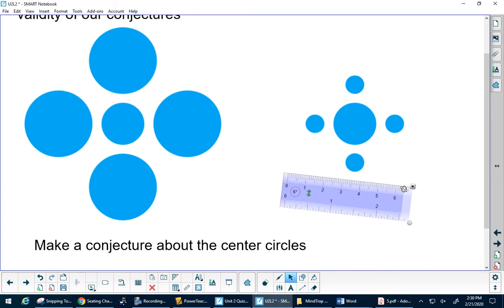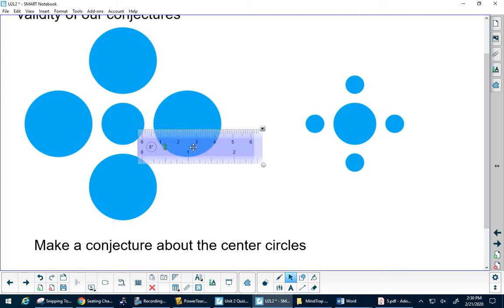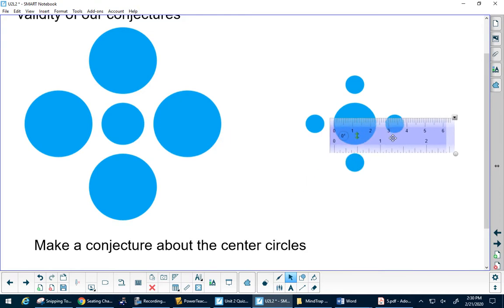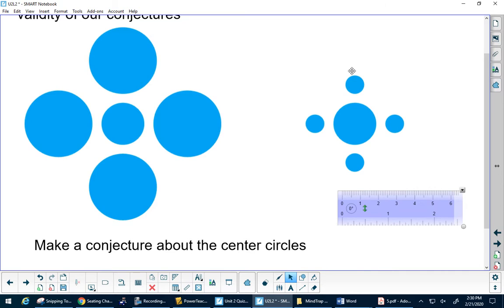If you take this ruler here and you measure, do you see it's just a little over 2 centimeters? And you come over here, just a little over 2 centimeters. Proves to you that this circle here is identical to this circle. Okay? So sometimes we make conjectures without testing them enough, right?